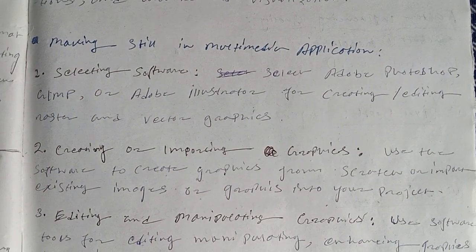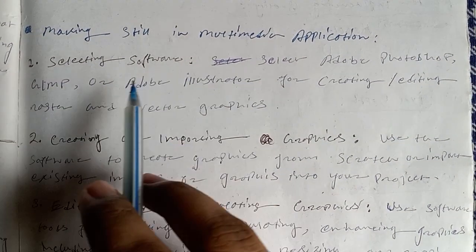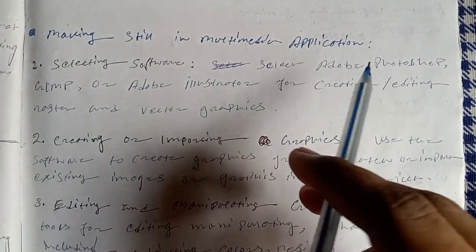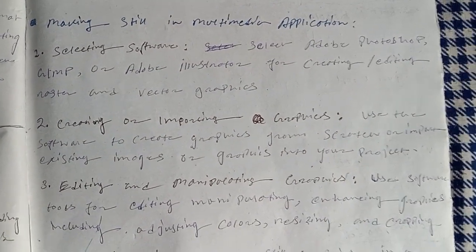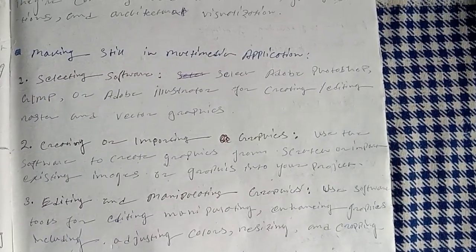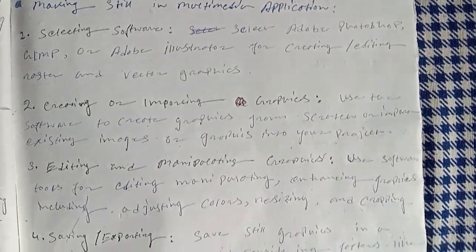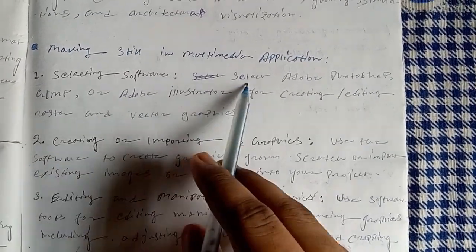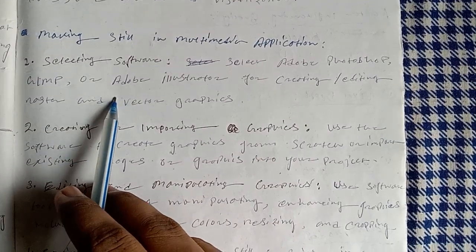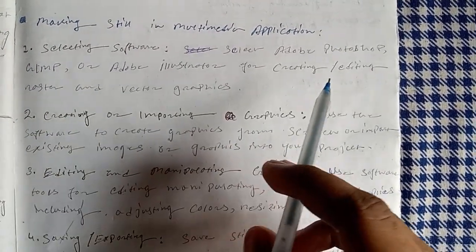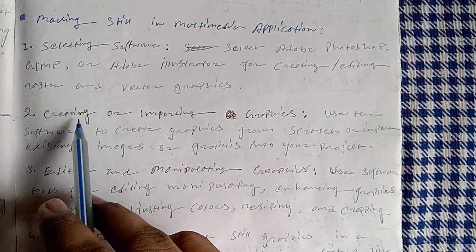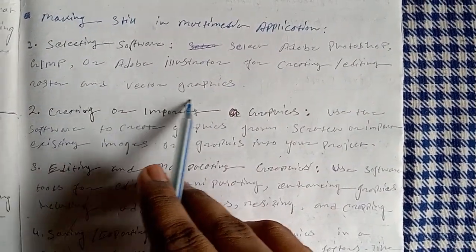Making still images in a multimedia application: selecting software, creating or importing, editing and manipulating graphics, then saving or exporting. So firstly, selecting the software. Select Adobe Photoshop or GIMP for creating and editing raster and vector graphics.